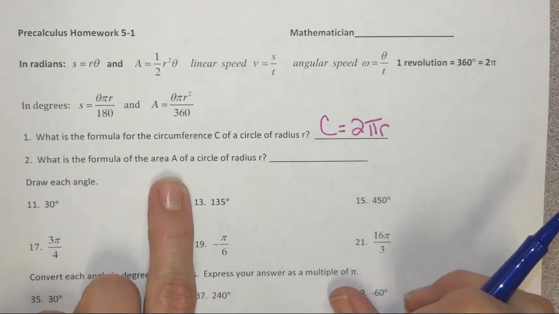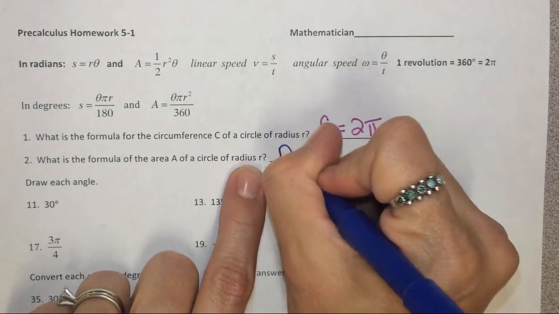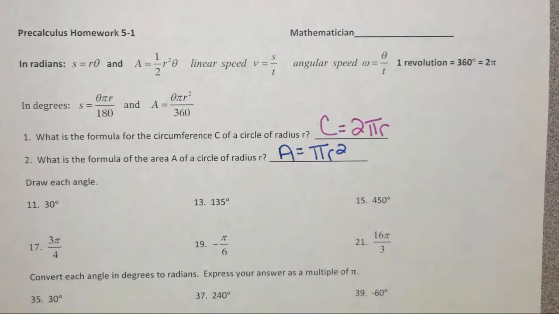Number 2, what is the formula for the area of a circle with radius R? Area of a circle is pi R squared.